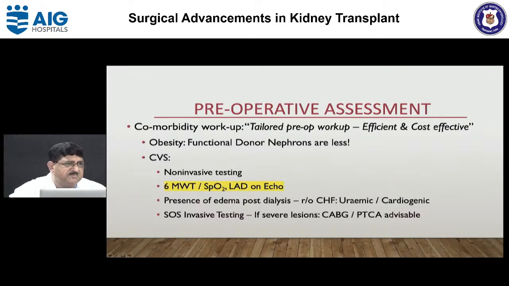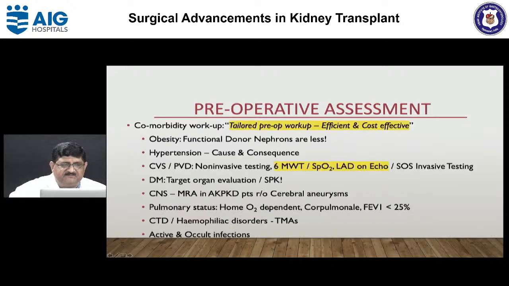It could be either uremic cardiomyopathy or a cardiogenic cause. Non-invasive testing, as I said, is restricted, but if they have significant lesions, then it is better that the patient is subjected to coronary revascularization before taking up for surgery.